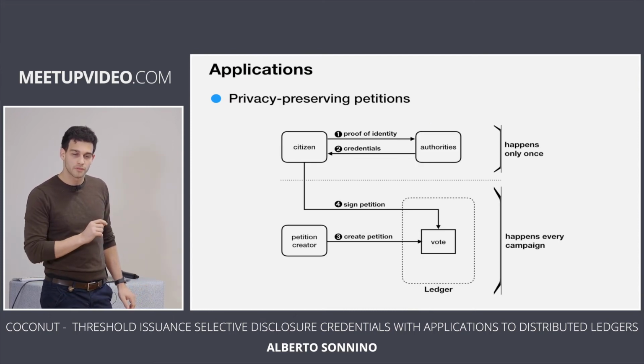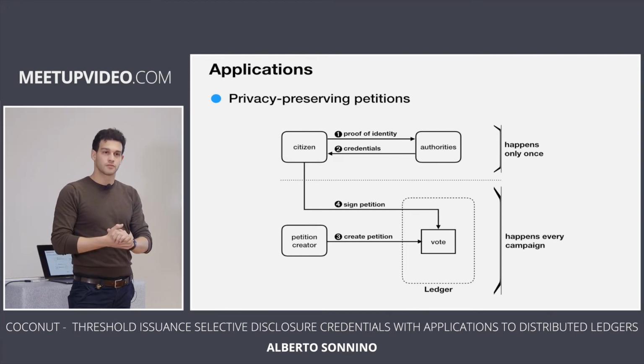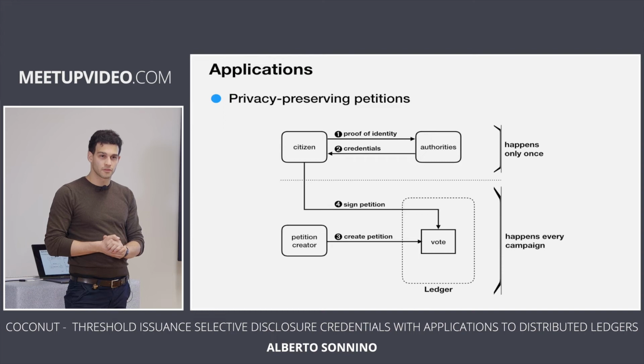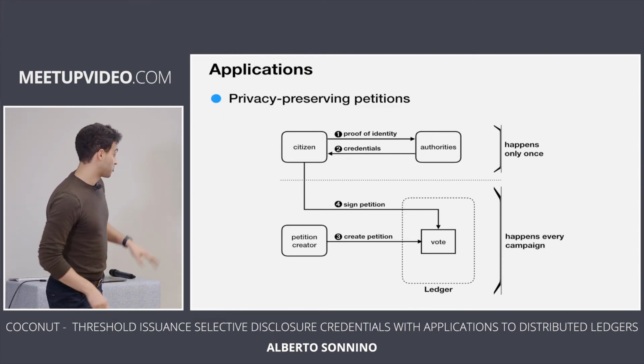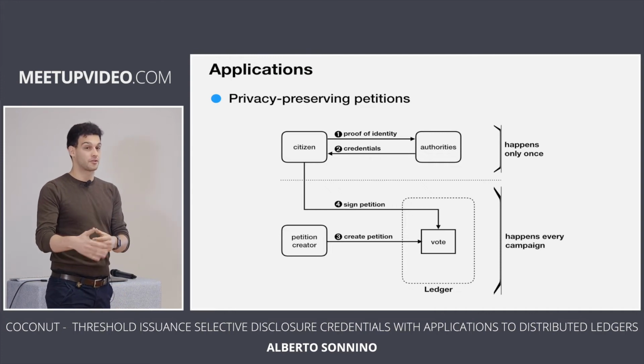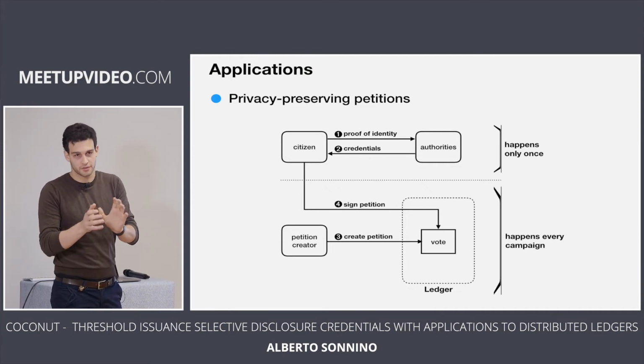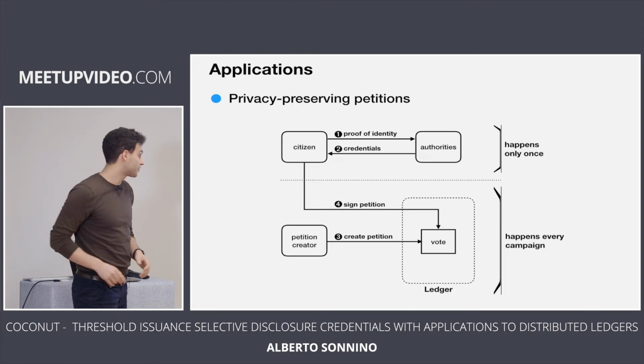Double vote prevention. Because you said it's like a randomized identity every time you use it, right? Is there double vote prevention, so I can't vote twice in the same petition? That's a very nice question, actually. Yes, you can prevent or limit the number of times that people vote. It's a very simple trick, but it's true that I should have mentioned it.